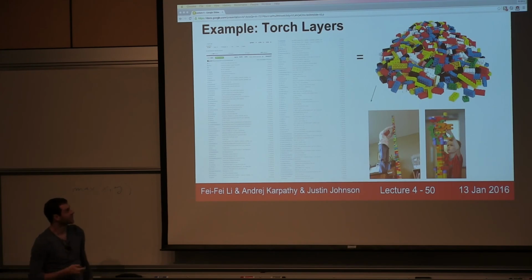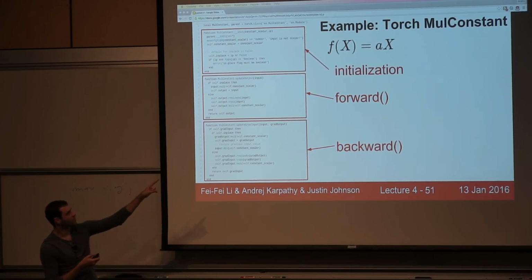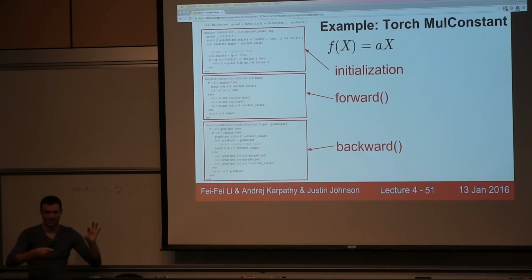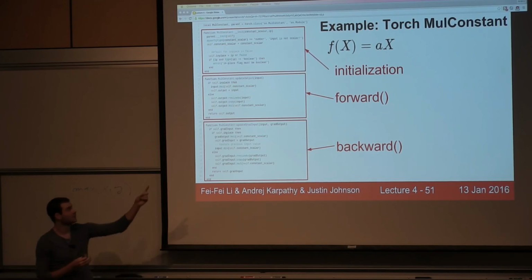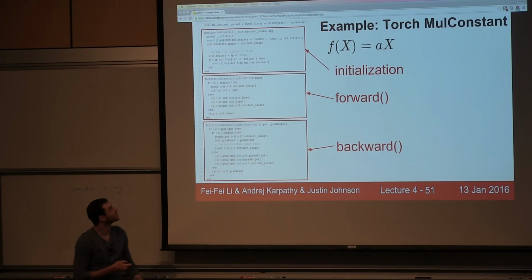So with a specific example, let's look at the MulConstant layer in Torch. The MulConstant layer performs just a scaling by a scalar. So it takes some tensor x. This is not just a scalar, but actually an array of numbers, basically, because when we actually work with these, we do a lot of vectorized operations. So we receive a tensor, which is really just an n-dimensional array, and we scale it by a constant.